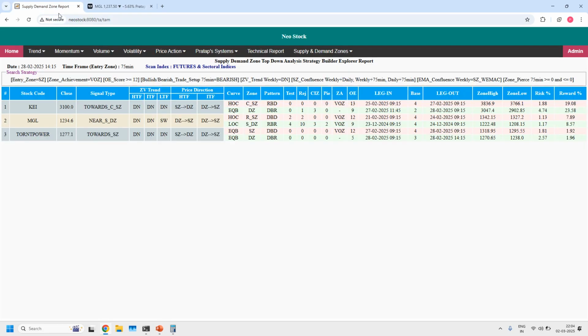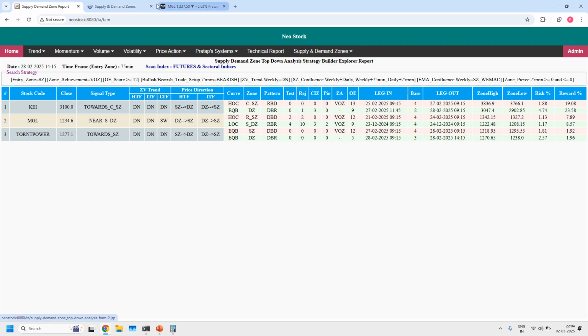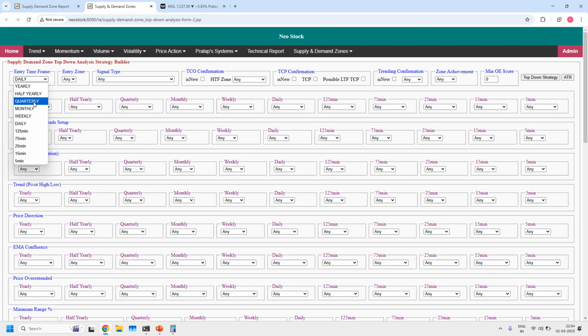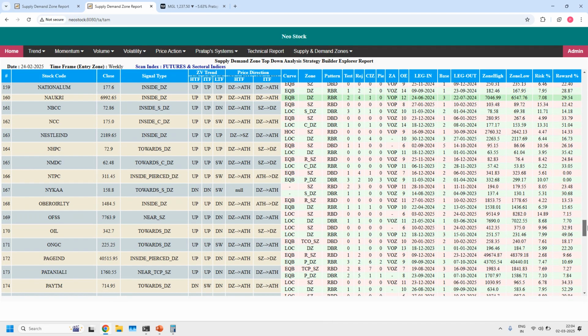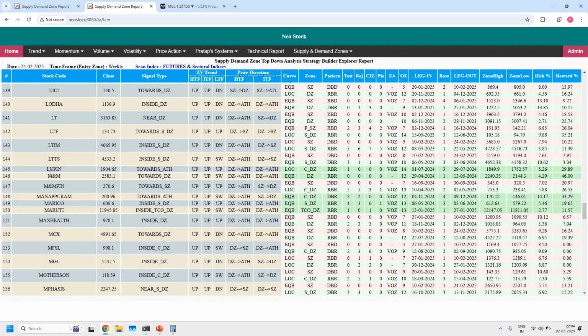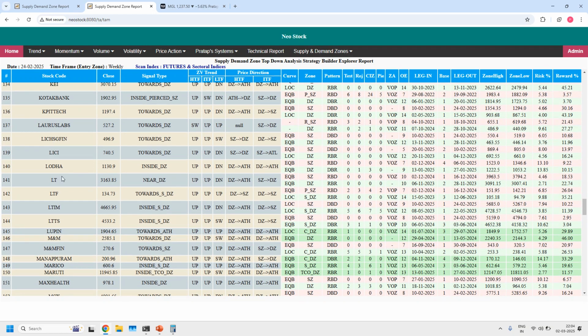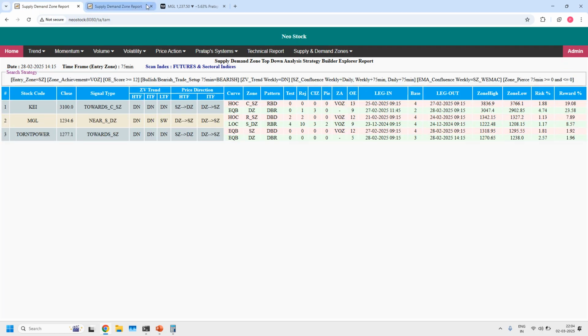If we have any doubt how the software identified, let's go to the weekly time frame. Let me open and let me select weekly. Let me generate weekly stocks. These are all weekly. Let me go to MGL. How is MGL identified? Where is MGL? Yeah, here MGL. Weekly supply zone. 27th, 125, one base candle.